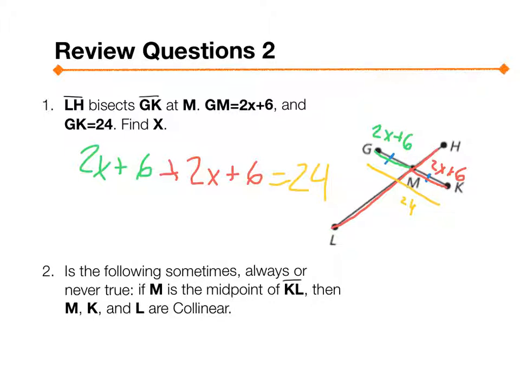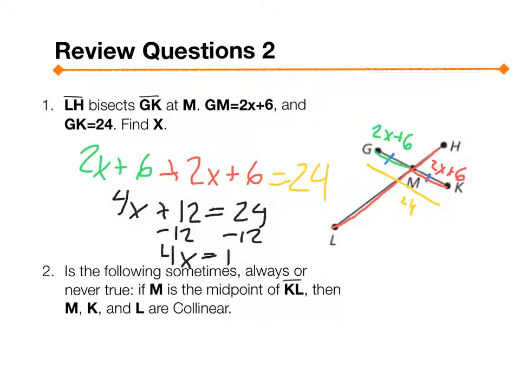So now 2x plus 2x is equal to 4x. 6 plus 6 is equal to 12. And just bring down the 24. Minus 12, minus 12. This would be 4x is equal to 12, and x is equal to 3. So in this problem, it's just asking us to find x. So we can stop at x is equal to 3.